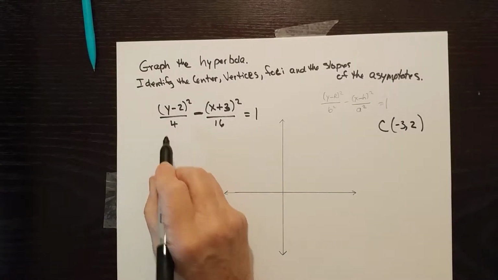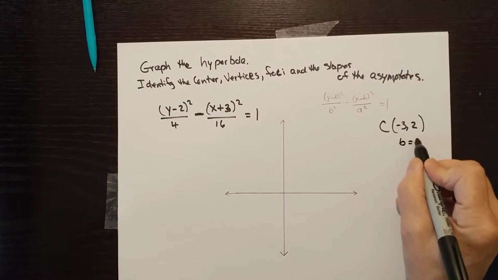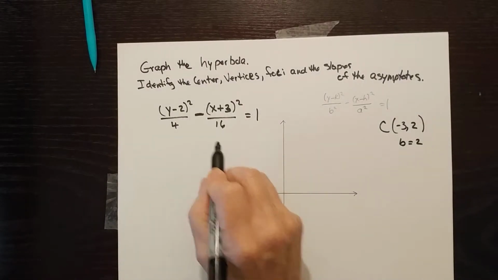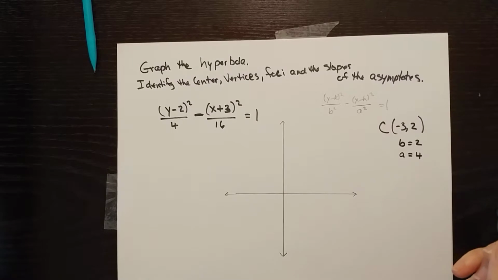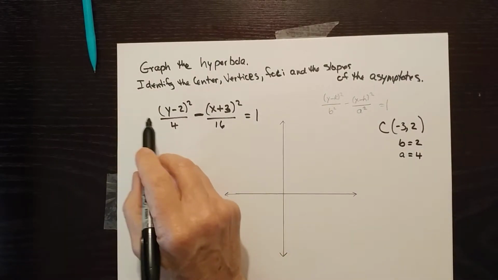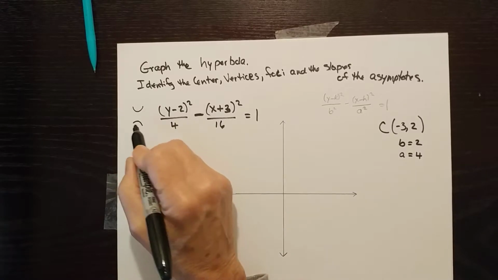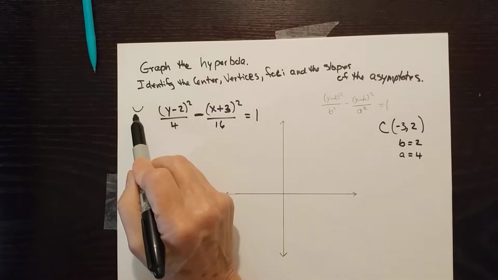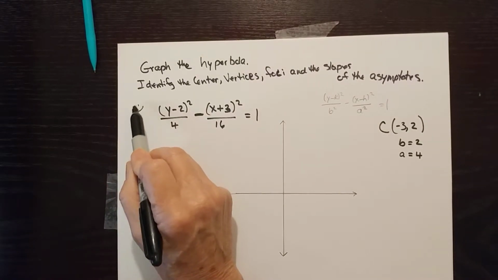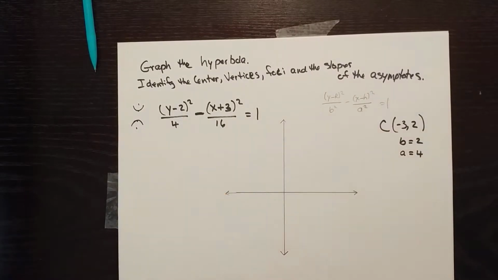Underneath the y is the b squared, so b is equal to 2. Underneath the x is the a squared, so a is equal to the square root of 16, which is 4. Because the y is leading, our hyperbola is going to be drawn like that. The vertices will be on the vertical axis, and this will be where our vertices are. The foci will be in here somewhere. That's what I'm expecting my shape to look like.